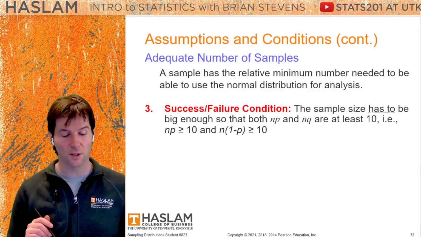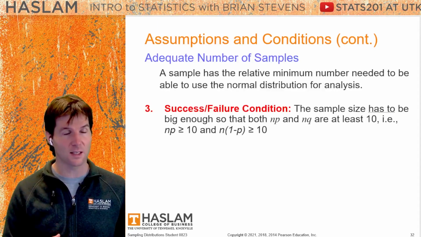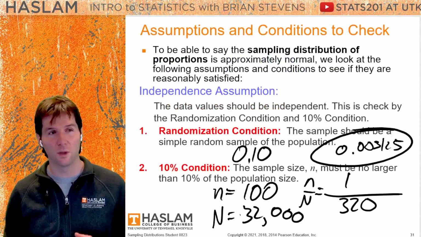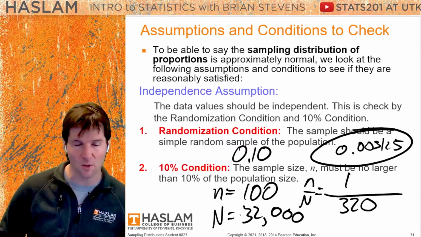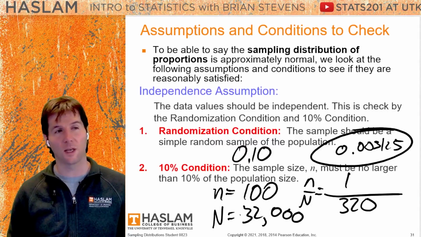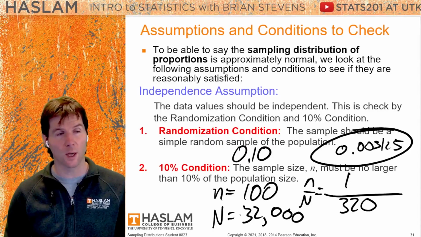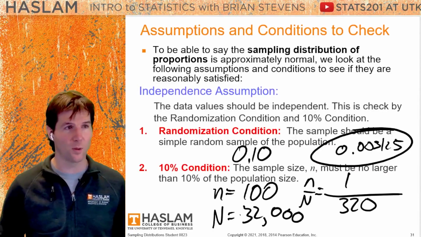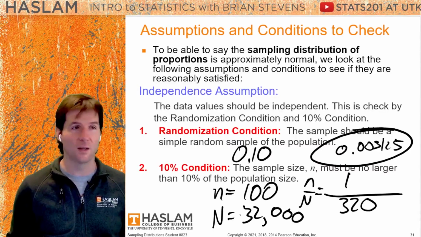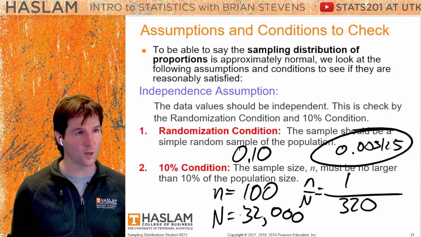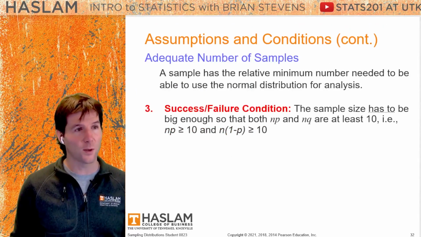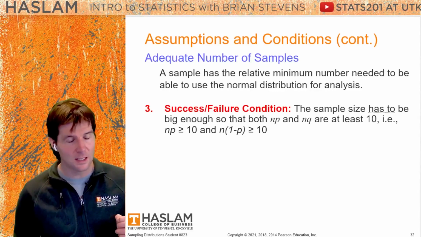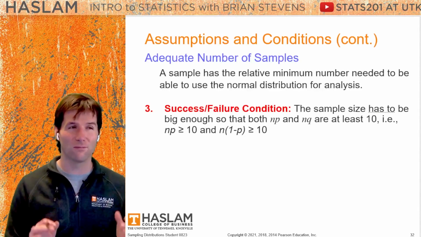The success-failure condition means we need at least 10 successes and at least 10 failures. Be careful, because when you do the 10% condition, you want less than 10%. It actually gets into a more complicated math theory on oversampling populations. It is better to have larger samples, but if you oversample, there are corrections we need to use, and the formula that we use in class right now doesn't have the corrections. But the success-failure condition is getting at least 10 successes and at least 10 failures. If you have exactly 10, that's all right.